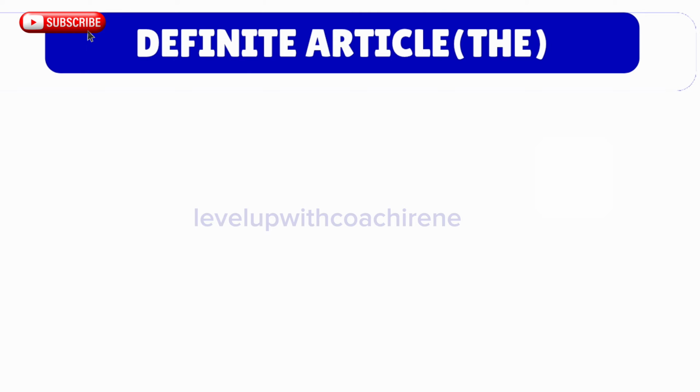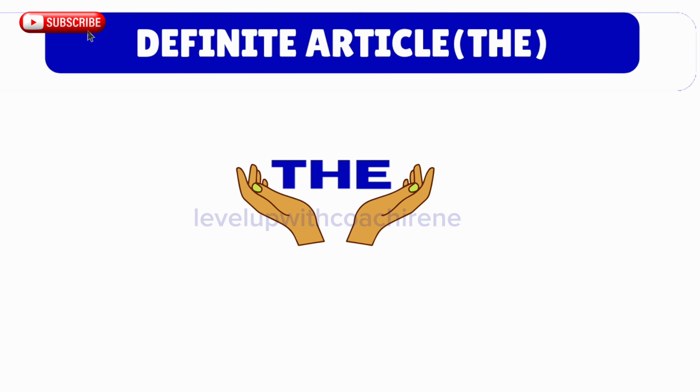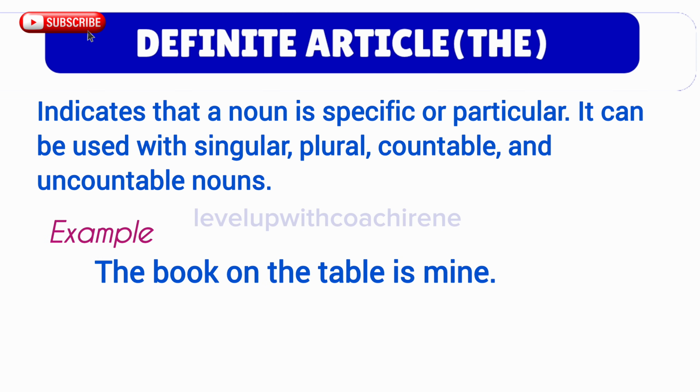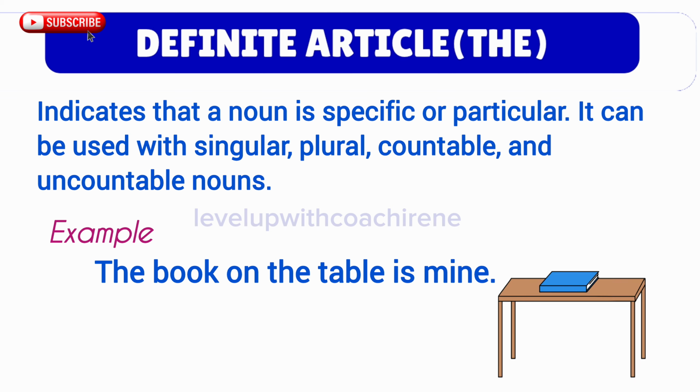What is the definite article? The definite article, the, indicates that a noun is specific or particular. It can be used with singular, plural, countable, and uncountable nouns. For example, the book on the table is mine. Here, the is used to show a specific book, not just any book.